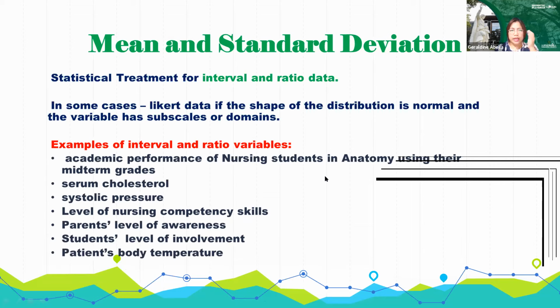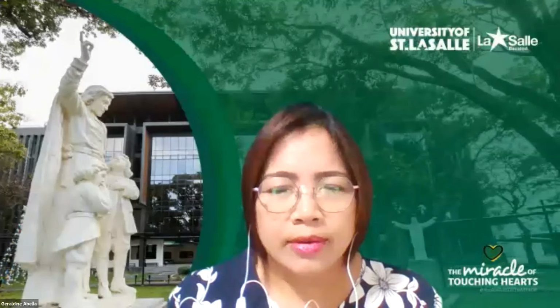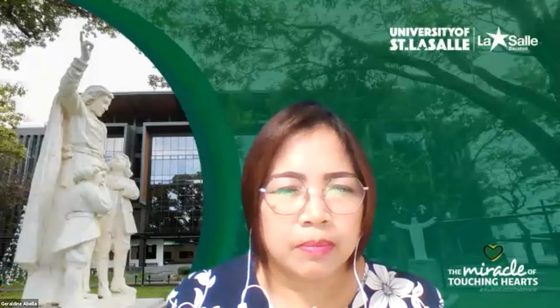So again, as what I've said, the levels of measurement is very important. After identifying whether the variable is qualitative or quantitative, the next step is to identify the level of measurement so that you can find the appropriate statistical treatment for it. So if you want to measure these variables, these are interval and ratio variables, then use mean and standard deviation. So I'm going to show you again how to find the mean weight of the values. Now I presented the mean serum cholesterol and the mean systolic pressure. So you just simply run the descriptive statistics using PH-stat.